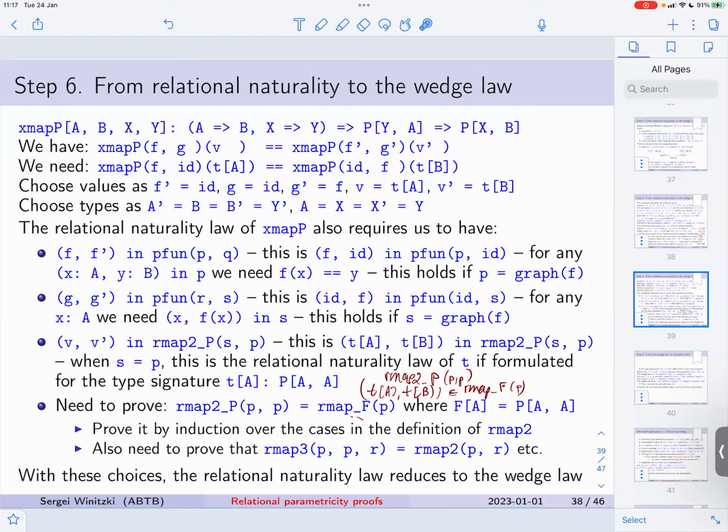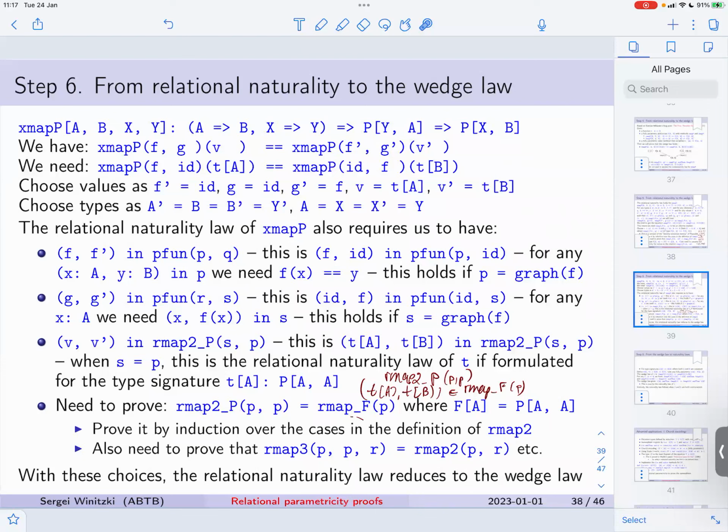In other words, if you have a type constructor F of A, which is expressed like this, then you can lift a relation between A to B to this F to get a relation between F of A and F of B. Or you can lift a relation with respect to both type parameters at once using the simultaneous lifting operation. That also gives you a relation between P of AA and P of BB, which is the same as F of A and F of B. And these two relations are the same. So we need to prove that.